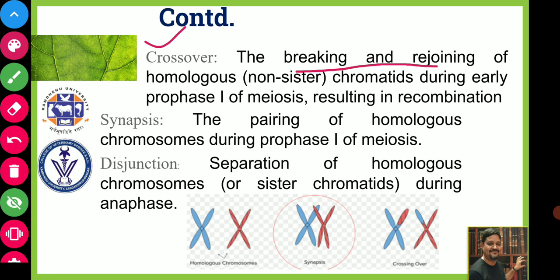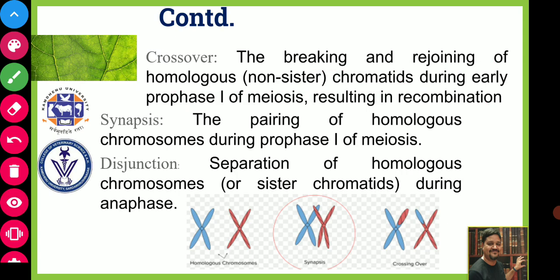The breaking and rejoining of homologous non-sister chromatids. As I have already discussed, the non-sister chromatids and homologous chromosomes mean that one set comes from the mother and another set comes from the father. So crossing over is the breaking and rejoining of homologous non-sister chromatids during early prophase 1 of meiosis, and it will result in recombination. So this is about crossing over and recombination.